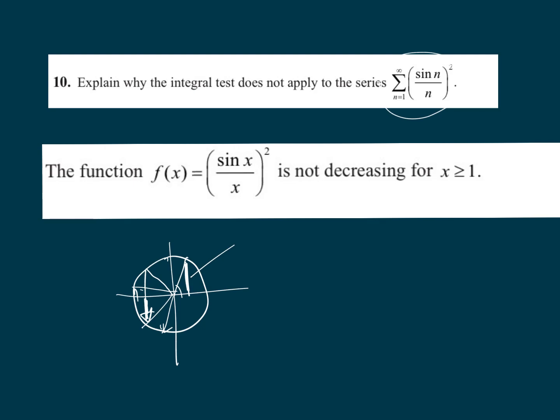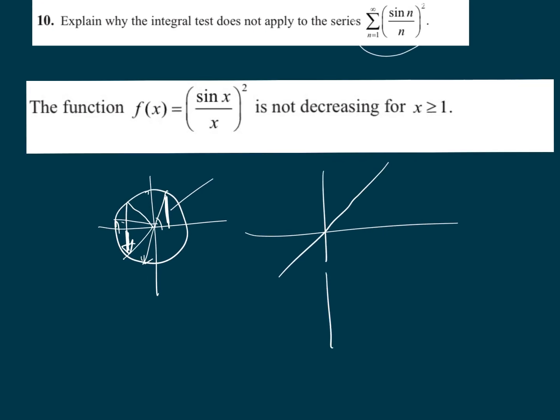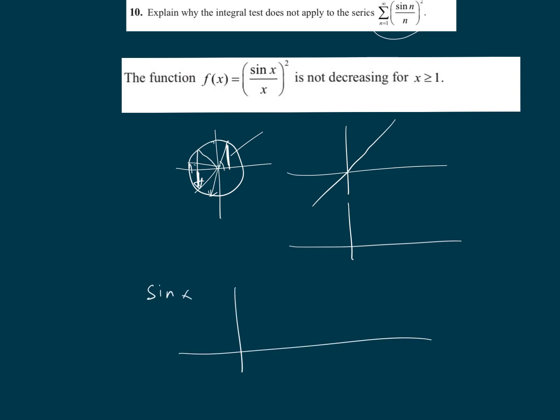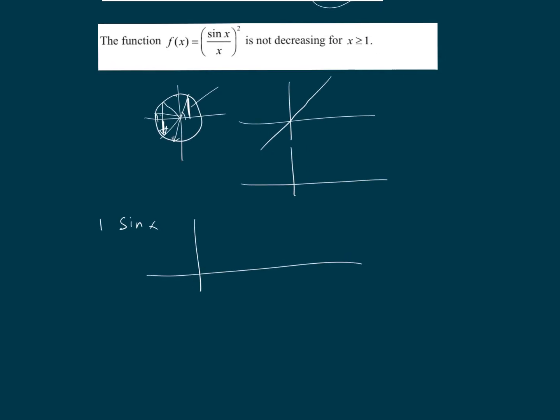Let's do it like this. Sine of x is this function. And 1 divided by x, let's represent this function. 1 divided by x, sine of x. Well, sine of x is this function, and 1 divided by x is this function.